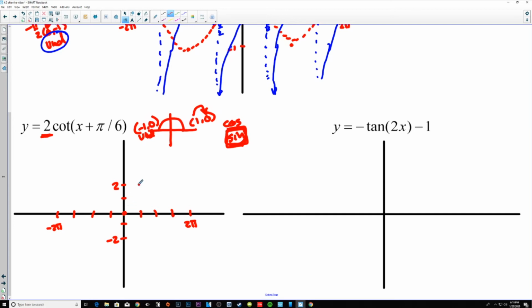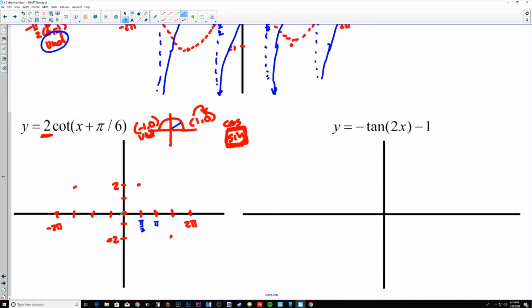So 0, 2, 0, negative 2, 0. And then negative 2, 0, 2, 0. Well, now let's figure out how far we have to go to push this pi over 6. This is pi over 2. So pi over 6 would be right there.